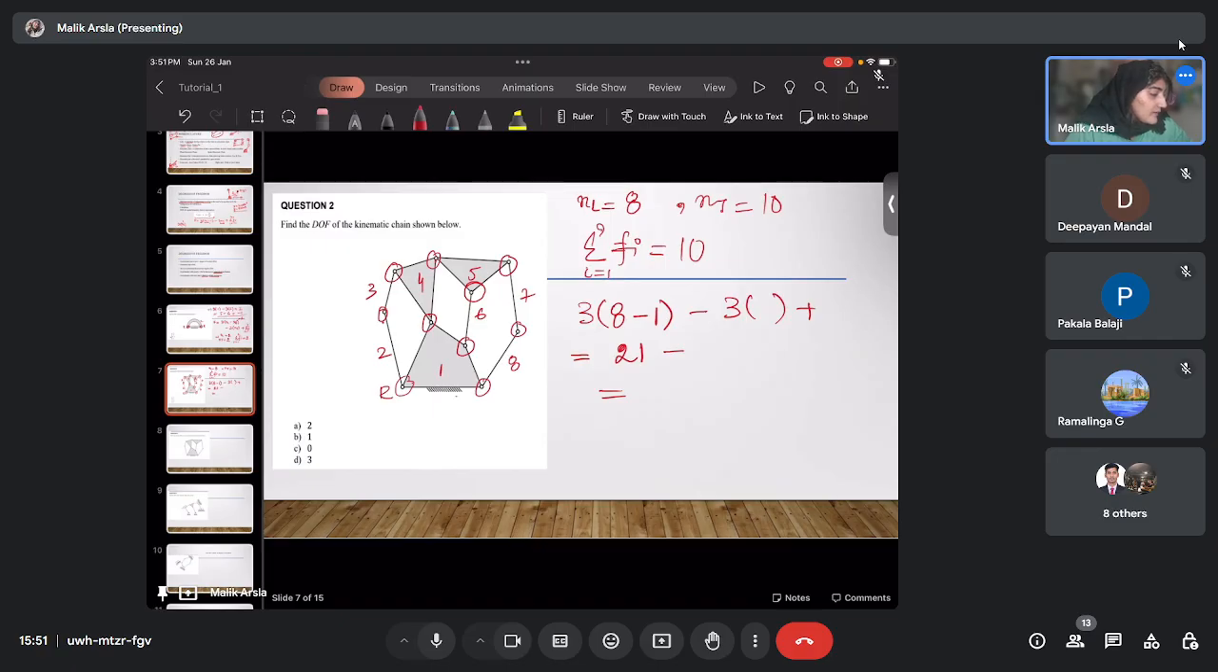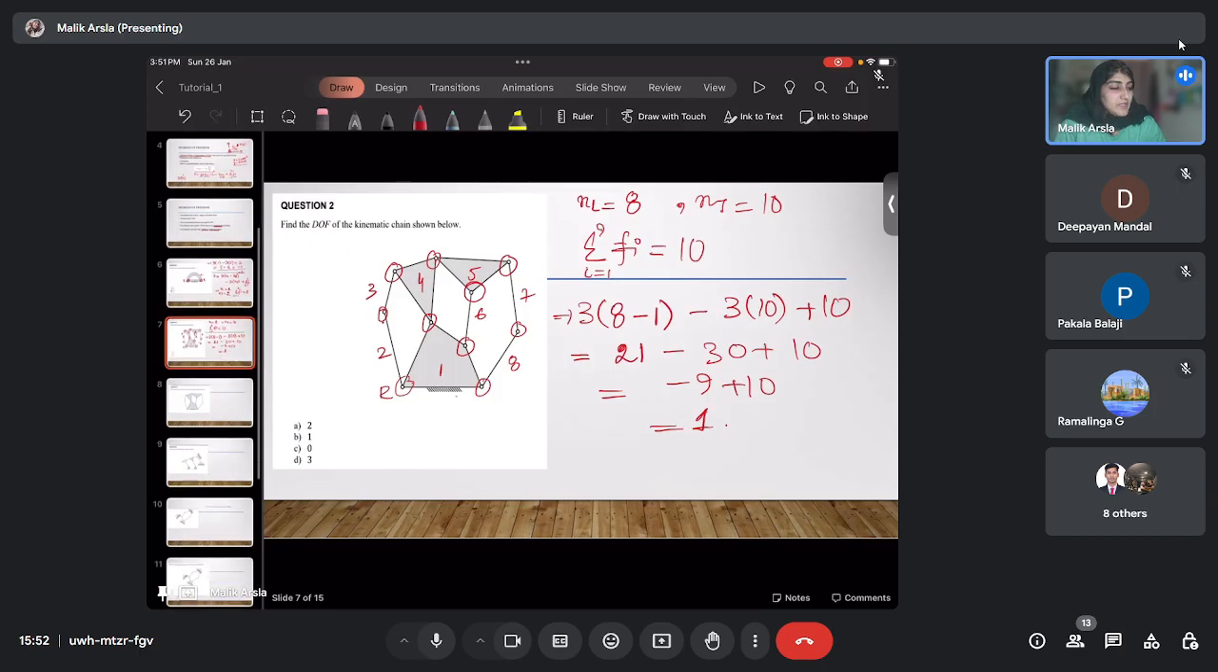This is the formula for degree of freedom. Now it will be 21 minus 30 plus 10, so the degree of freedom for this mechanism is 1. Just by looking at the mechanism, you wouldn't be able to say how many degrees of freedom it has. There are so many joints and so many links, so this formula comes in handy. Does anyone have any doubt here?